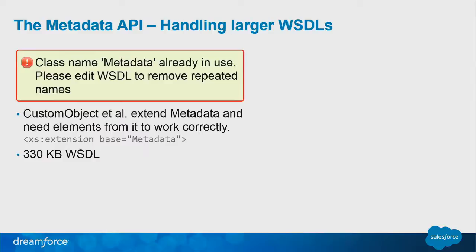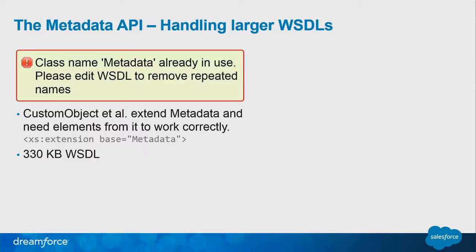What that is, there's a complex type within the Metadata API called metadata that has the same name as the port class itself, which is the thing you actually call out to, so they're conflicting. Our tooling will be able to detect that and give the port class a different name.